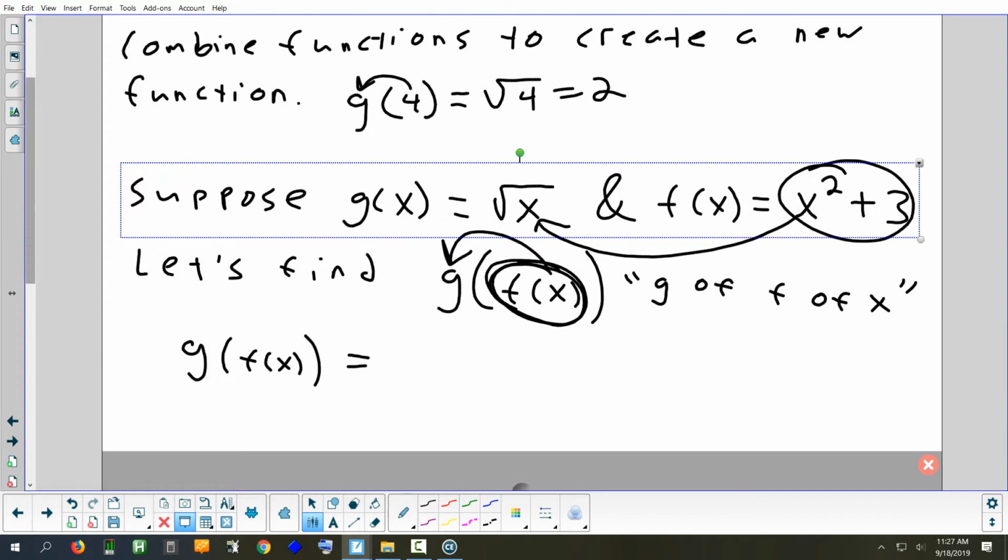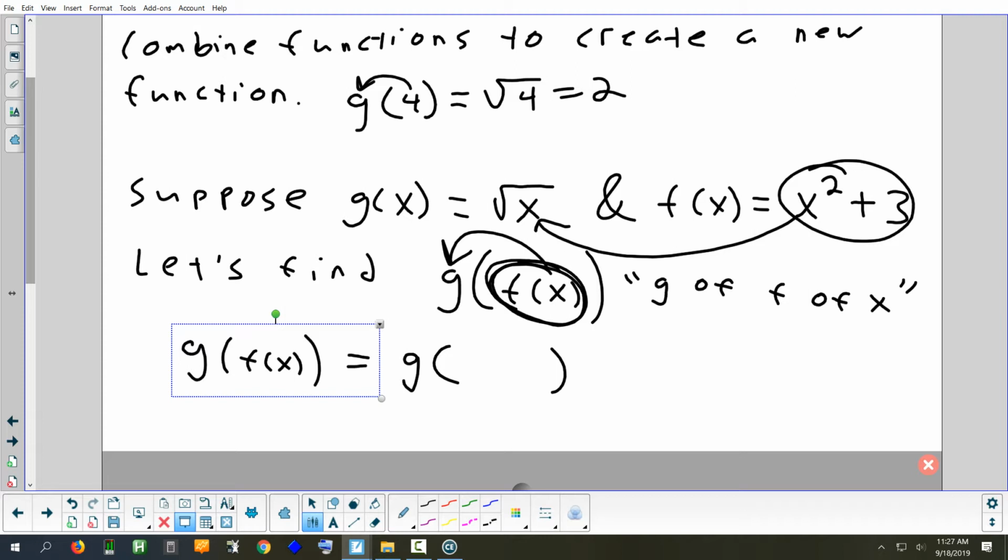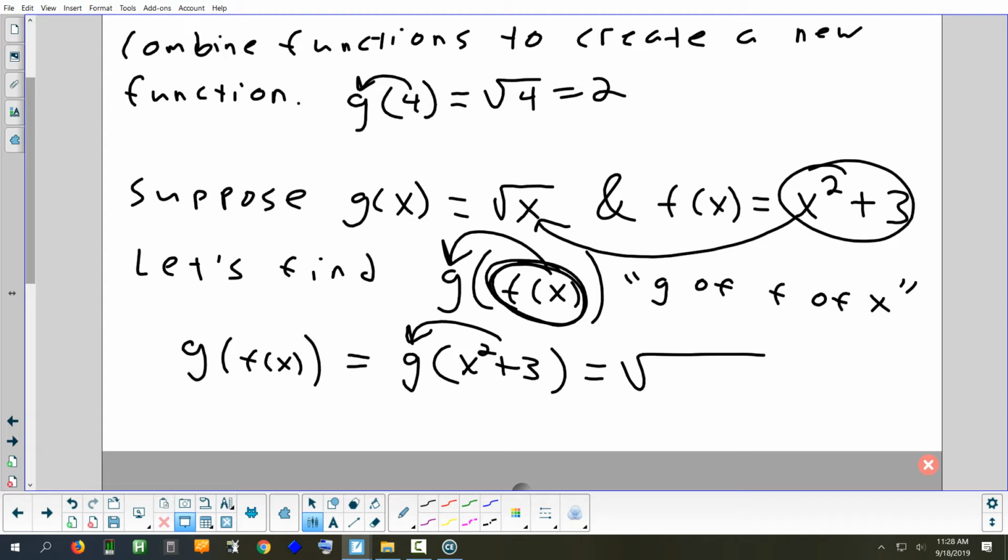So let's do it out. g of f of x. g of, let's just look up what f of x is first. f of x is x squared plus 3. Now, take what's in parentheses and plug all of that in for the variable in function g. So function g is the square root of x. So don't write x, plug in for the x. Plug in that: x squared plus 3. And that's the answer.